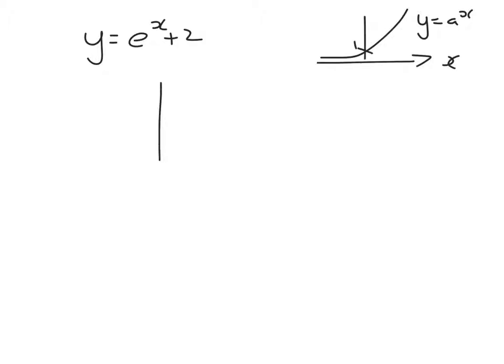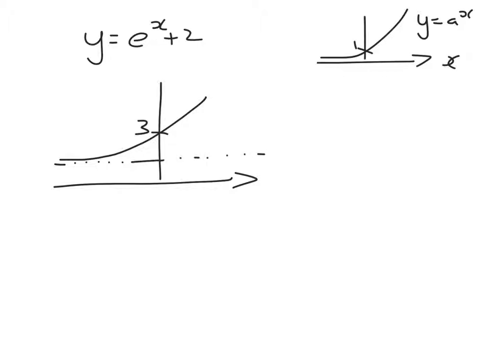So y equals e to the x plus 2. Anything to the power x has this shape with the x-axis as an asymptote, getting closer and closer to it. We're now shifting everything up by 2, which means it's going to cut at 3, and we have a line at 2 where the graph gets closer and closer to but never touches.